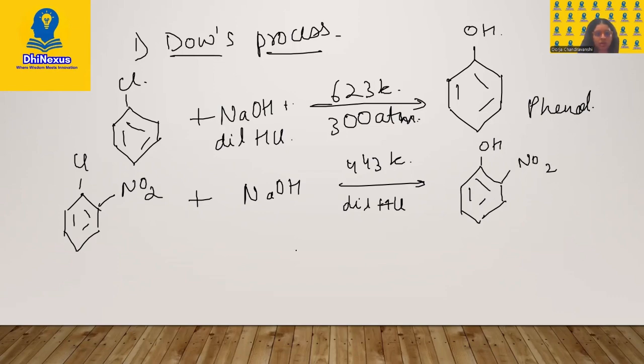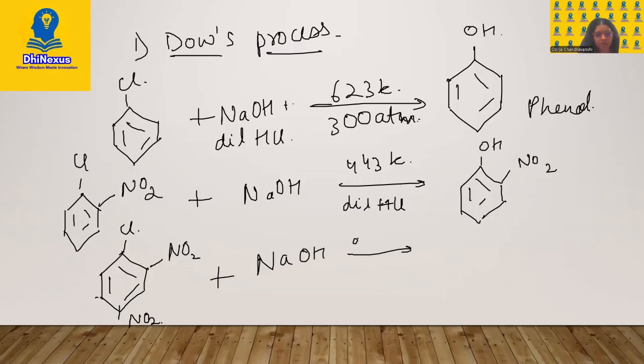And suppose I increase more number of nitro groups. Now I add the para positions. So what I'll see is aqueous NaOH is enough, along with 368 Kelvin and dilute. So you can see that the trend is that the conditions are becoming milder.